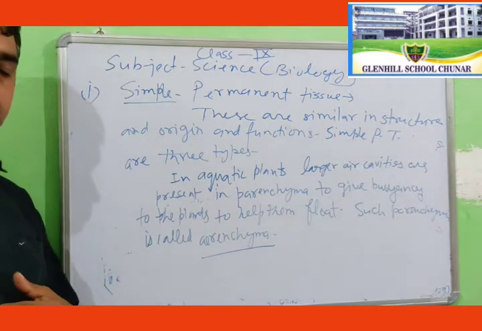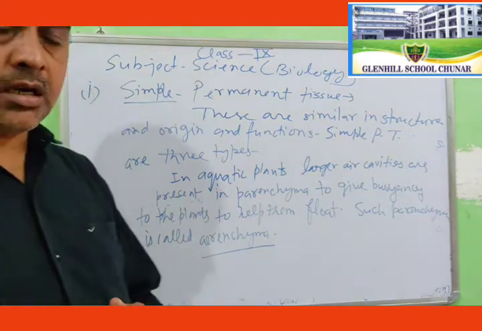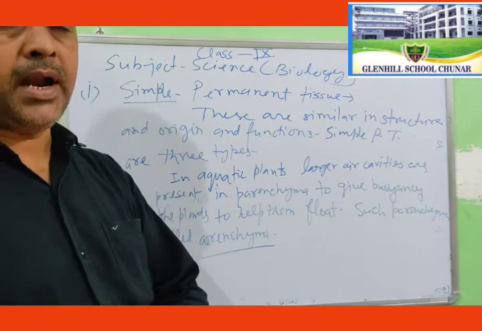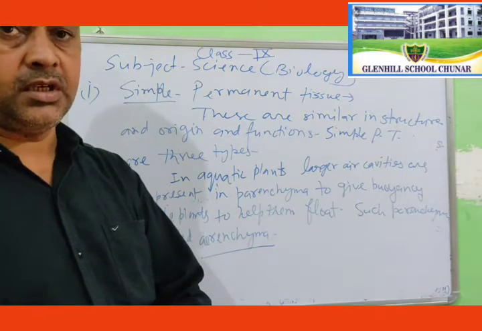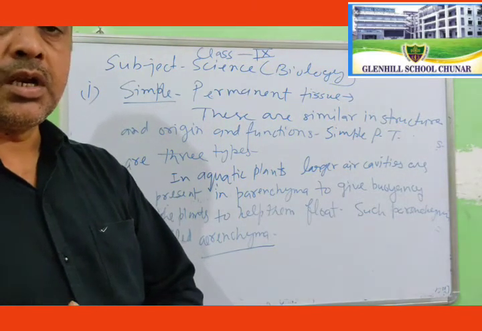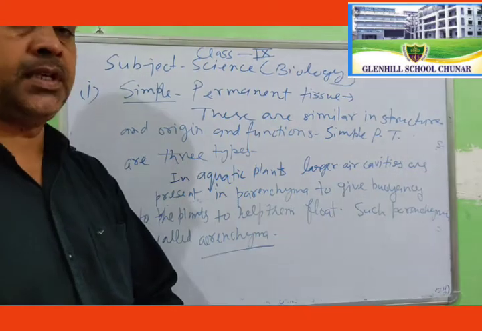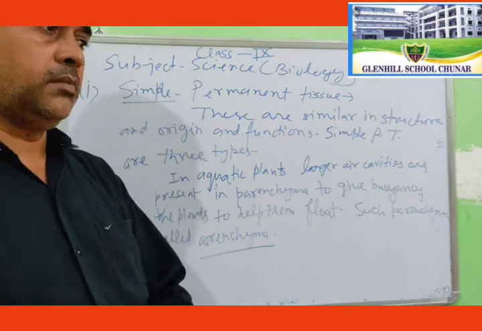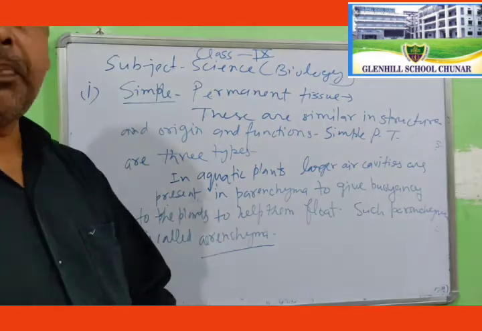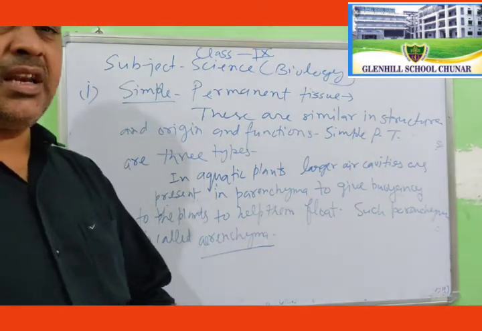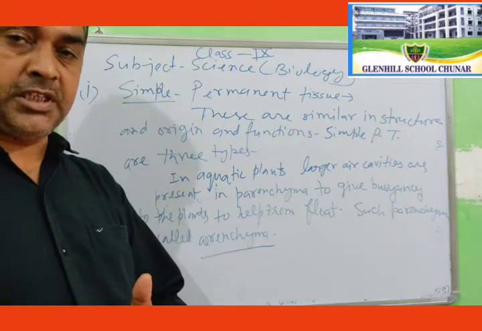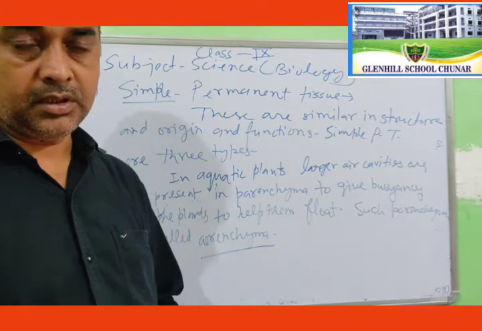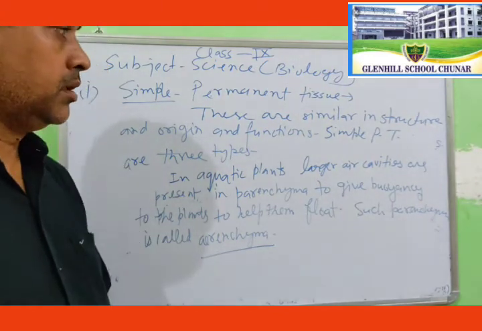So student, collenchyma provides the mechanical support to the plant, generally found in the branches, in the leaves, in the stem for the bending of the plants, provide flexibility to the plants. Very less intercellular space is found in the collenchyma, very less. Okay.